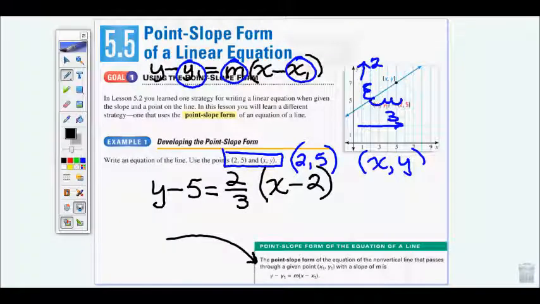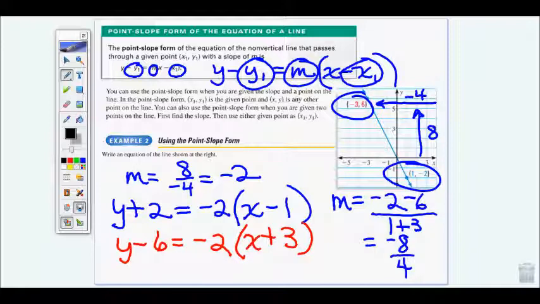Your formula is Y minus the Y part of the coordinate point that you know equals the slope, whether you're given it or you have to figure it out using the formula, times X minus the X part of the coordinate point you're given. If you're given two coordinate points, I use the blue one in blue marker. The reason it's a plus 2 is because it would have been minus a negative 2, so we change it to plus 2.